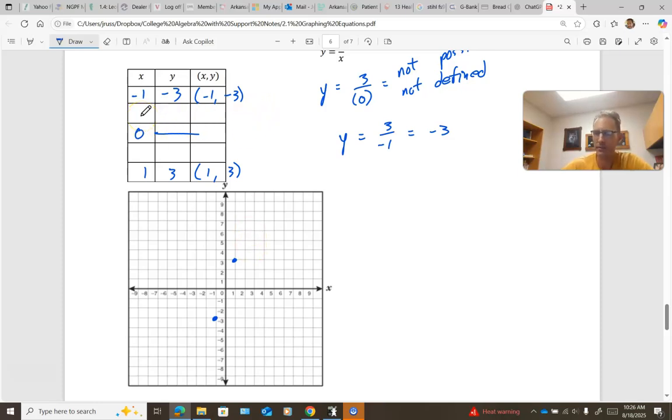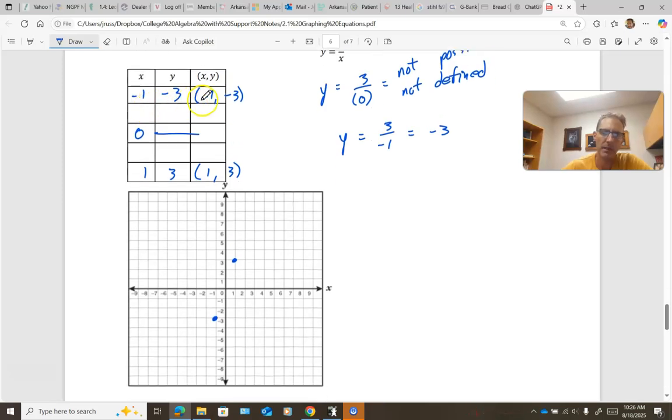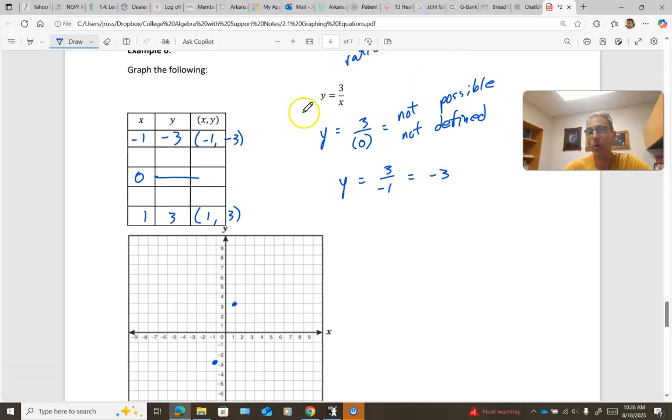So what else could I do? Well, maybe I could pick, let's see, what else would go into 3? Maybe 3. Actually, I should have put these in different places, but anyway. Maybe 3 will. 3 goes into 3 one time. Okay, so that gives me another ordered pair. So I'm just kind of thinking about this out loud.